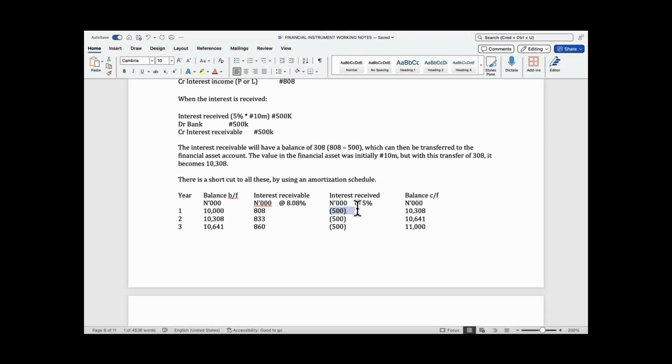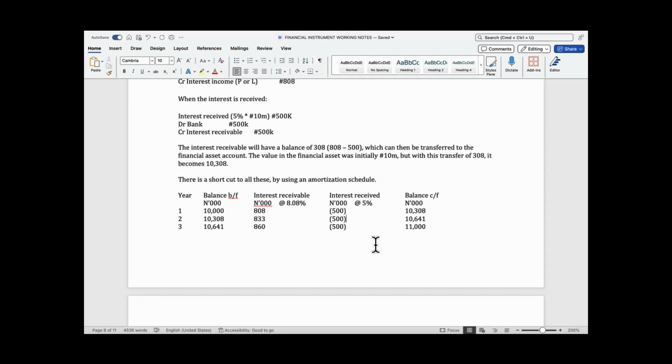Then by the time you do that, 10,000 plus 808 minus 500, you'll be left with 10,308, which you're going to carry forward to the next year. You do the same thing again. You do 8.08% of 10,308. You get 833.